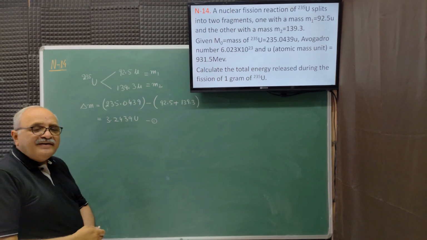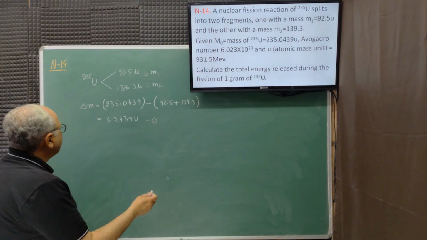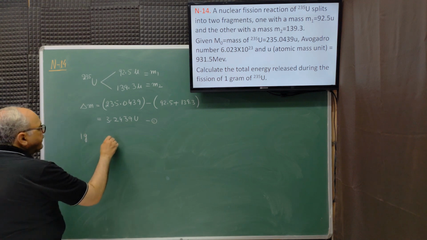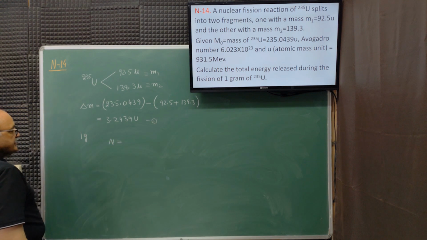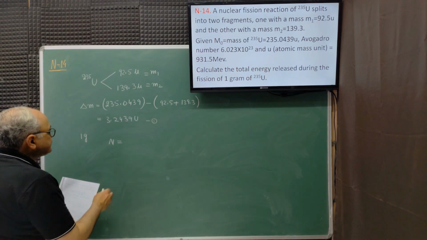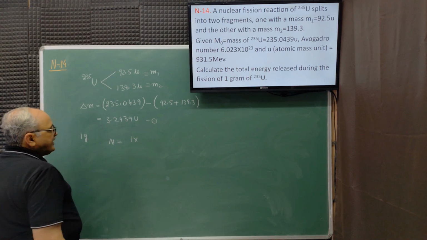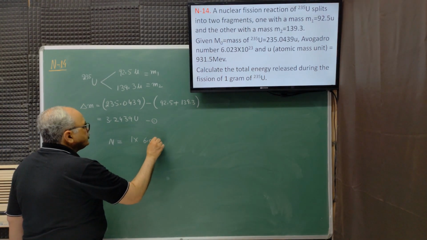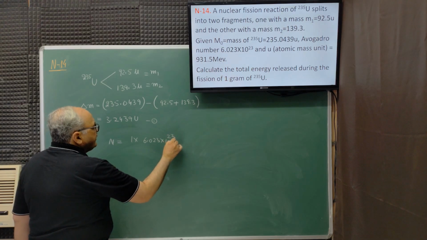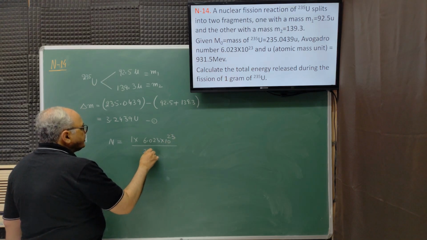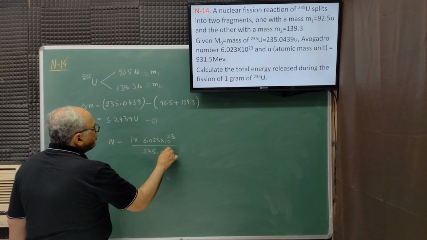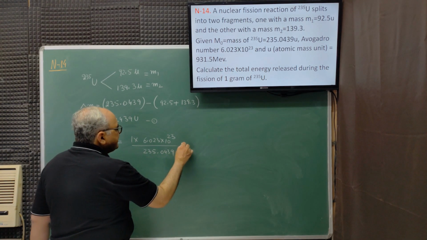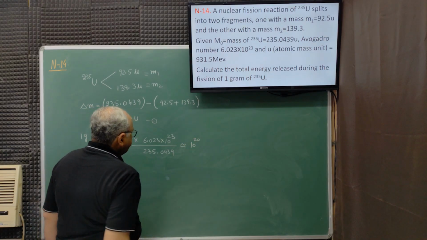Now it said that 1 gram of uranium goes for fission. In 1 gram of uranium, the number of atoms can be found using the mole concept: 6.023 times 10 to the power 23 atoms are present in 235.0439 grams of uranium. So for this particular case, this is nearly 10 to the power 20.